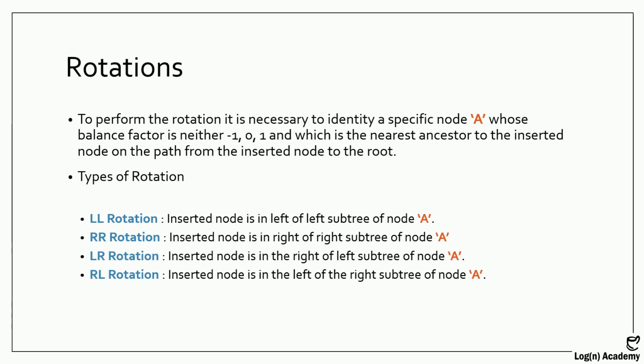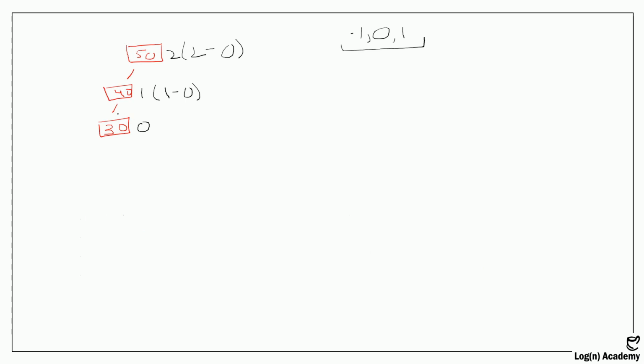To perform rotation, it is necessary to identify a specific node A. We will identify A whose balance factor is not -1, 0, or 1, and which is the nearest ancestor to the inserted node on the path from the inserted node to the root. What does that mean? As you can see here, we have a tree with 3 nodes. We have to mark a node as A, and that node is the one whose balance factor is outside the acceptable range. Here we have 2, so the node with 2 is acting as A. Now we have identified the node which we mark as A.